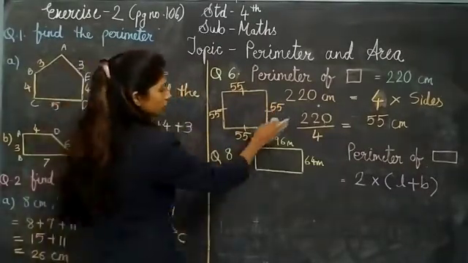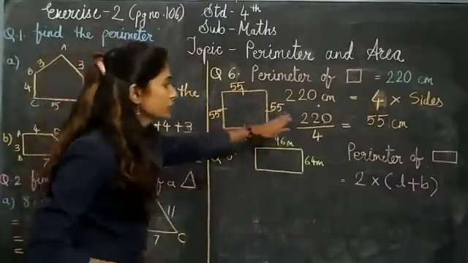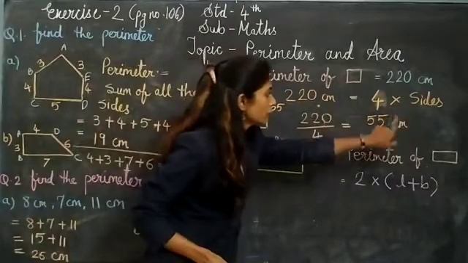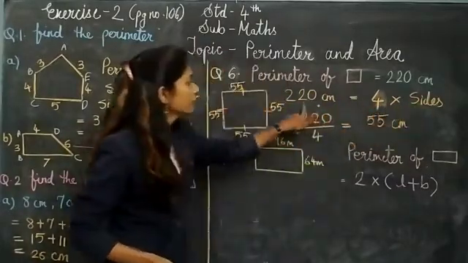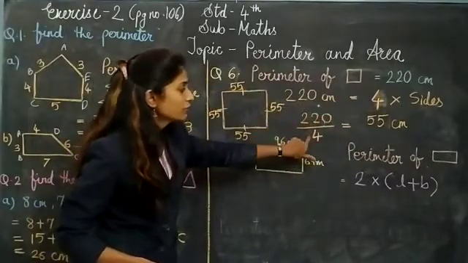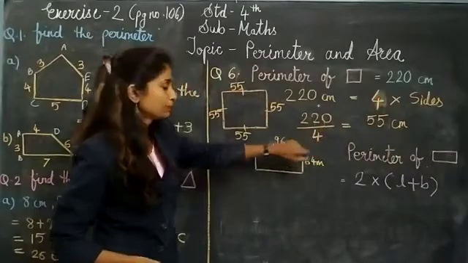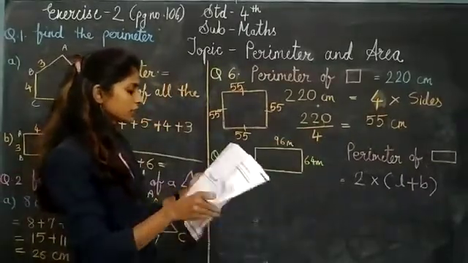Here children, you might be feeling it is a little difficult because it's a different sum. The formula is the same. The formula is 4 multiplied by sides, but the perimeter is given here. So for finding the sides, we have to divide. Now the next, that is your 8th sum.